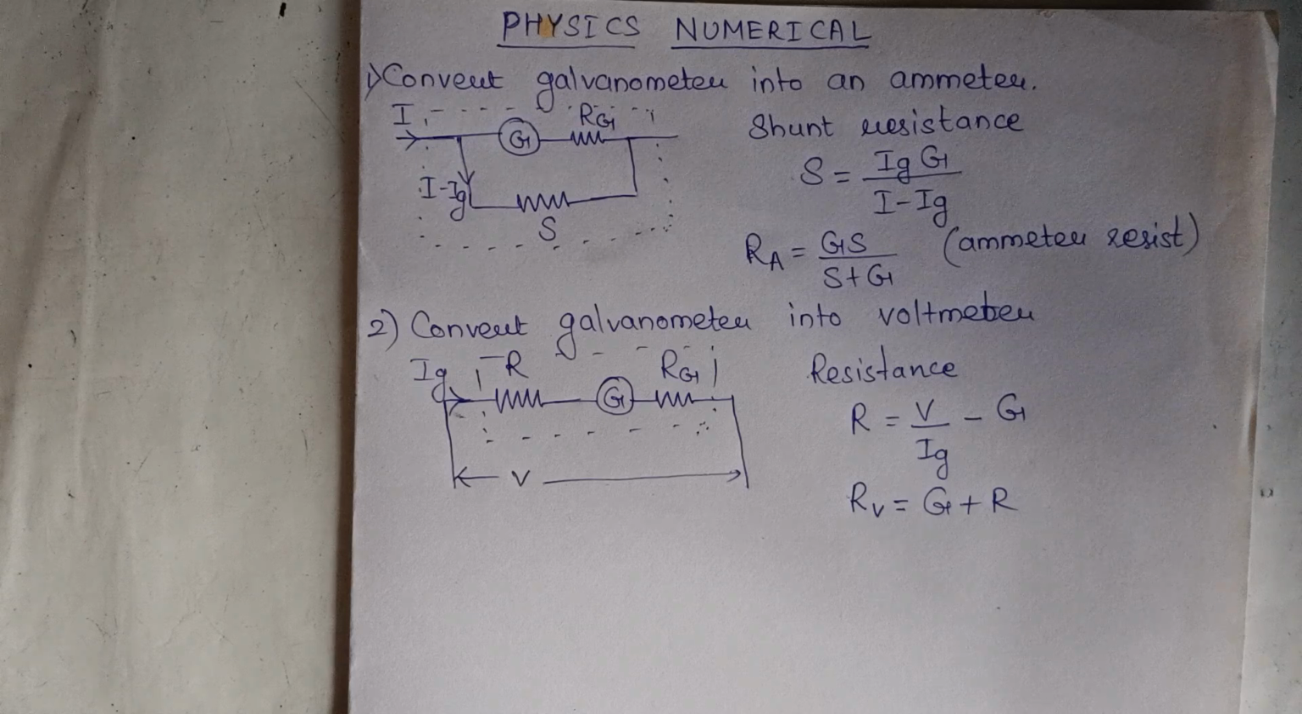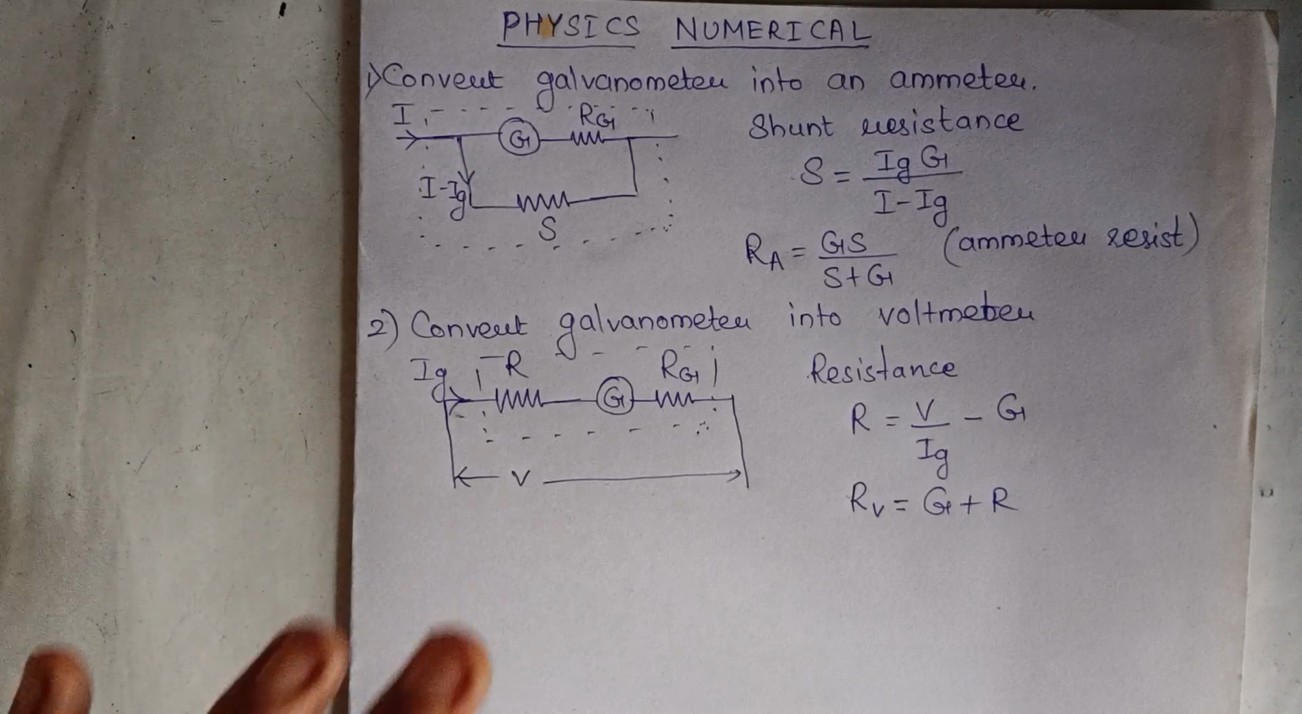Hello students. So today we are going to do a topic from moving charges and magnetism. Some numericals will do. This is from moving coil galvanometer, which is converted into an ammeter and a voltmeter.